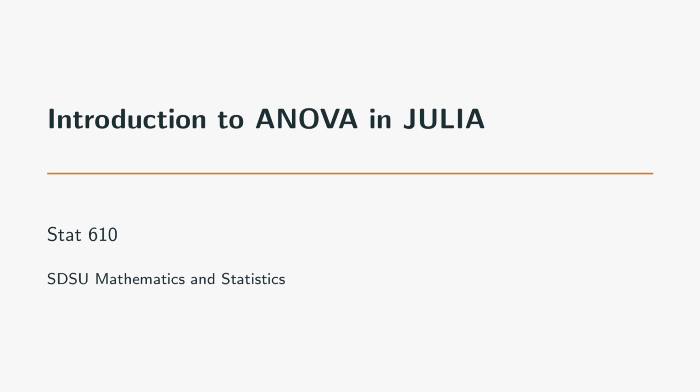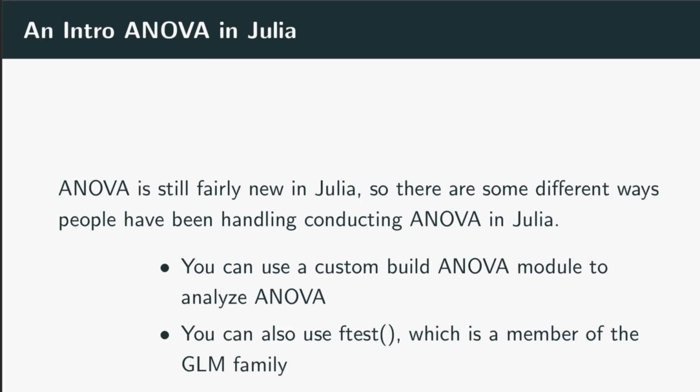This video will be going over the techniques to use ANOVA within the Julia language, and a couple of coding examples that you can follow along in Atom as we're going through. ANOVA is still fairly new in Julia, so there are a couple of different ways that people have been handling conducting ANOVA in Julia. The first is you could use the custom-built ANOVA module, which we have included the files for in this video. You can also use ftest, which is a member of the GLM family and is already incorporated in GLM. Let's move over to the coding portion of this video.